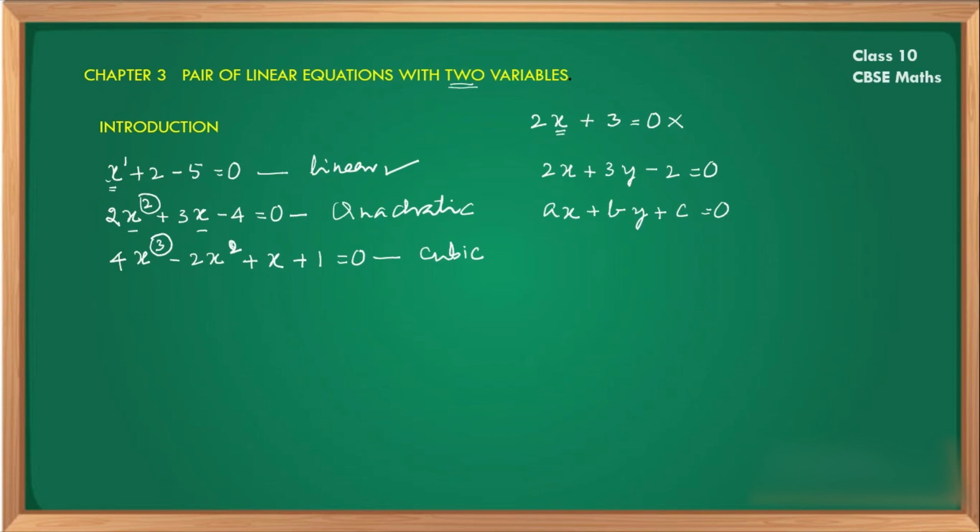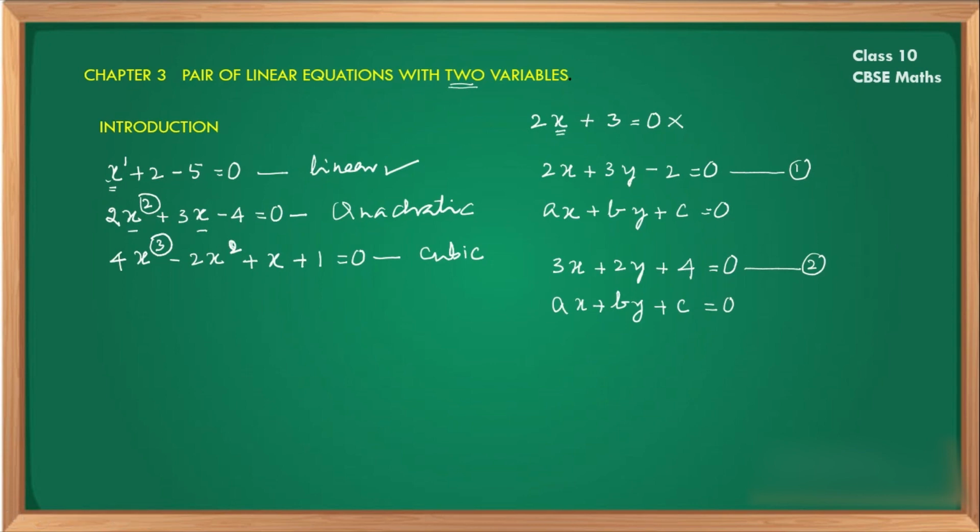Now, this chapter is dealing with one more set of equation. That's why it's called pair of linear equation. To have a pair, you should have one more equation. This is one equation. Now I have to write down another equation. Suppose I write 3x plus 2y plus 4 equals 0. This is second linear equation with two variables. Again, this also follows general formation ax plus by plus c equals 0.